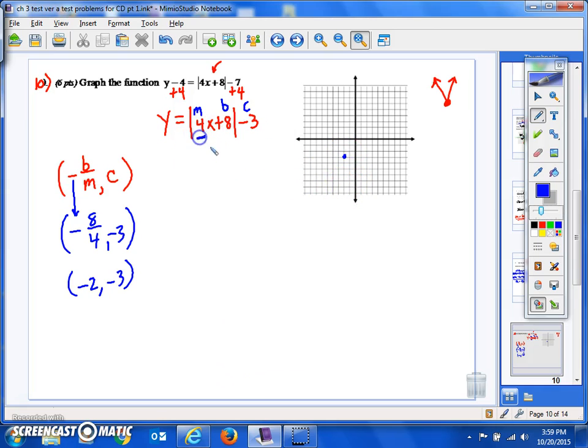From there, I look at the number in front of x, the slope, and I do a positive 4 slope of up 4, right 1, and I also do a negative 4 slope because I've got to make a V shape. 1, 2, 3, 4, and that is it. That's your V shape. I'm not using a straight edge, but you should. Something like that. So that's your answer for number 10.